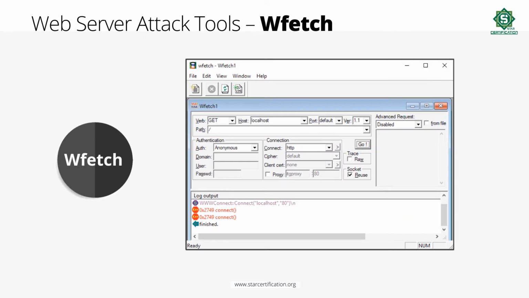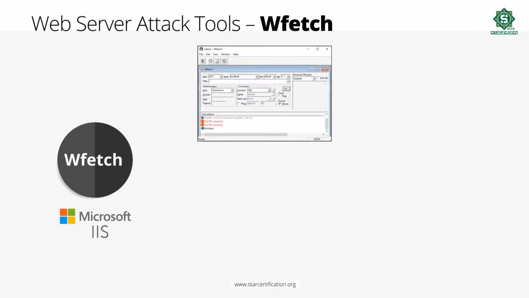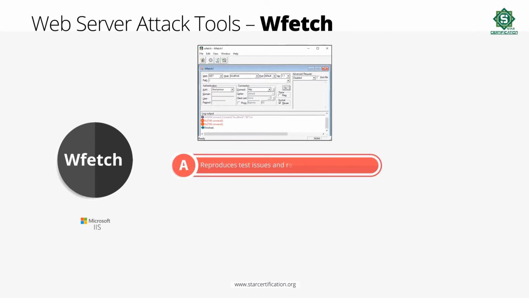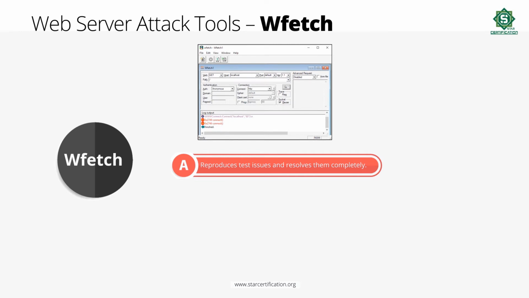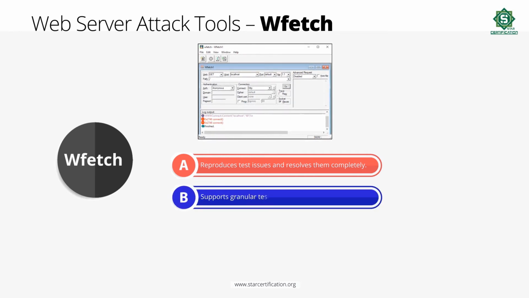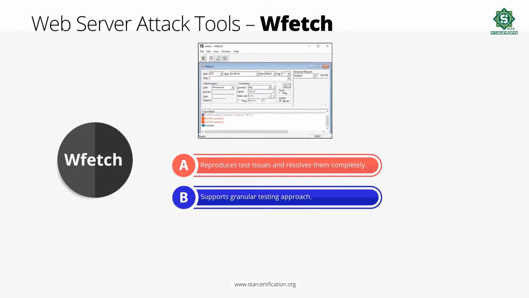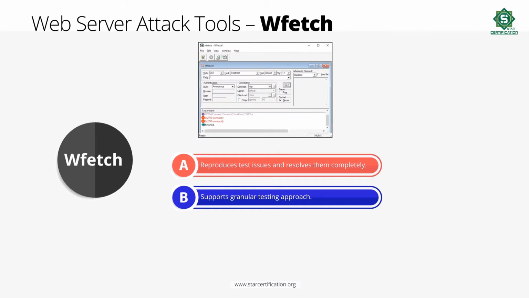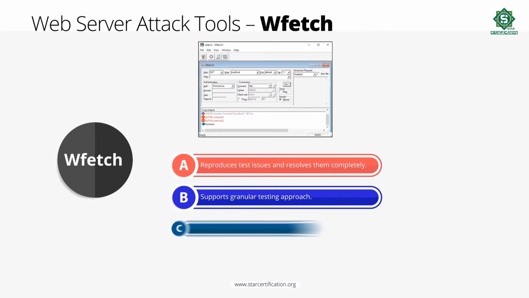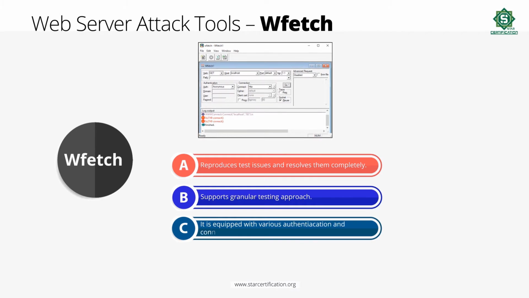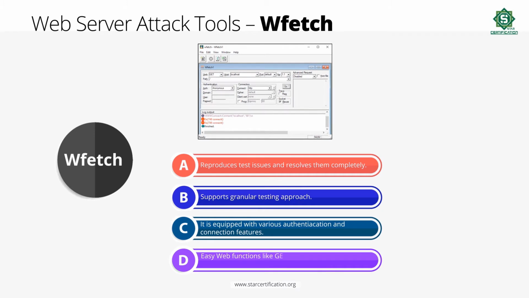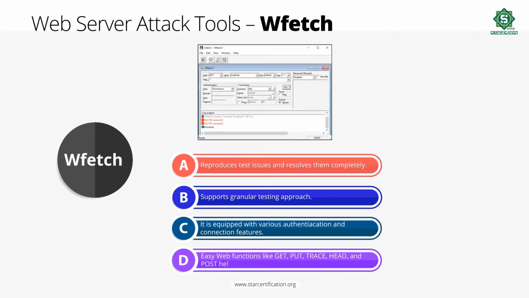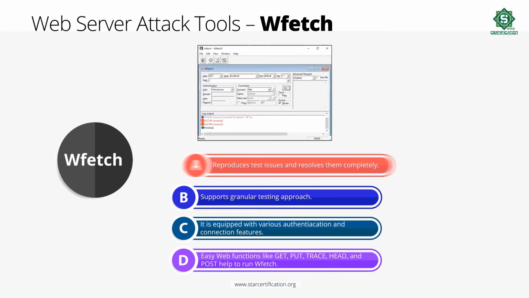WFetch is a user-friendly interface originally designed to resolve issues in Microsoft's IIS web server. It helps to reproduce issues of the test environment and resolve them completely. It supports granular testing approach down to authentication and authorization level, custom headers, etc. It is equipped with various authentication and connection features. Web functions such as get, put, trace, head, and post help to run WFetch.